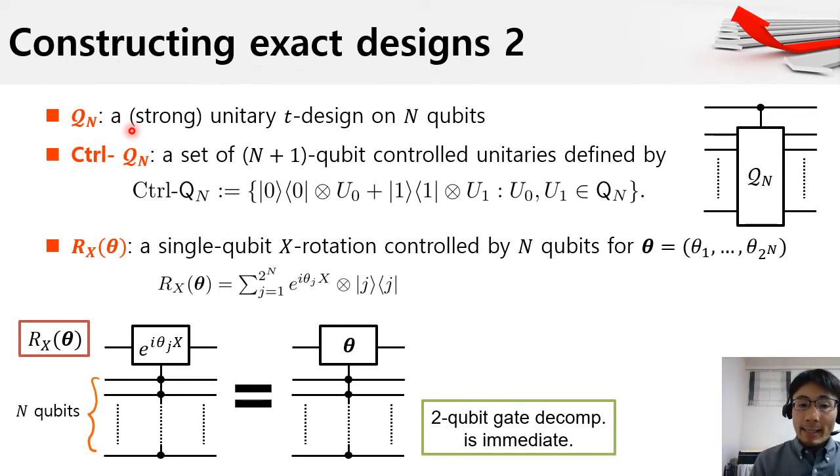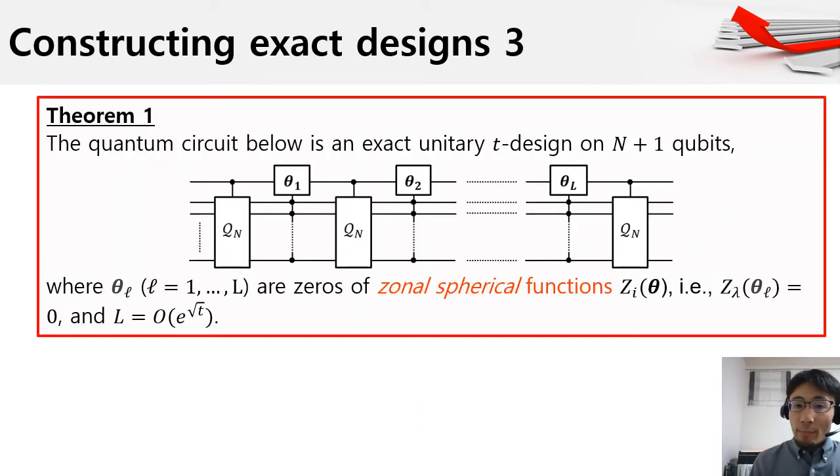And our result is that if we repeat the controlled Qn and Rx of theta with an appropriate rotation angle, then we can generate an exact unitary T design on n plus 1 qubits. The statement is summarized in this theorem 1. So we showed that this quantum circuit is an exact unitary T design on n plus 1 qubits. As I said, this is just a repetition of controlled Qn and single Rx of theta with appropriate rotation angle. So we just repeat these two things.